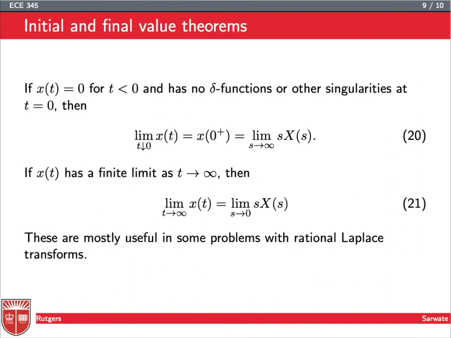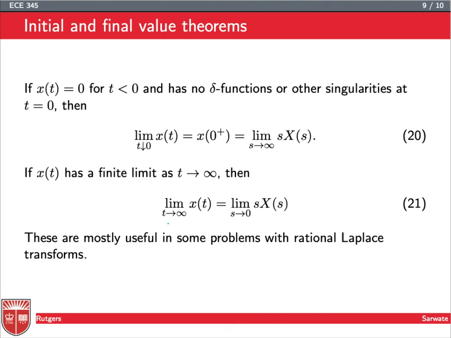And the last little bit of Laplace transform properties, which are useful when we think about rational transforms and limiting values and initial conditions, is this: if x(t) is equal to 0 for t less than 0, and it doesn't have any delta functions or singularities at t = 0, then the limit as t goes to 0 from above of x(t) is just the limit of sX(s) as s goes to infinity.